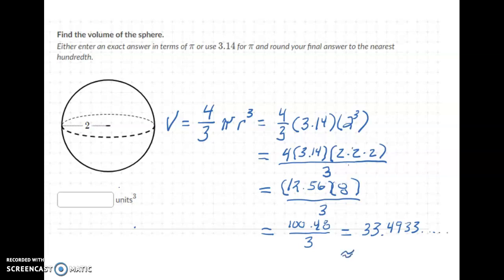So we'll look at the number next to the 9. It's a 3. We'll leave the 9 alone. We have 33.49. So this problem is obviously and absolutely doable without the use of some of the buttons on your calculator that you may be used to in the classroom.